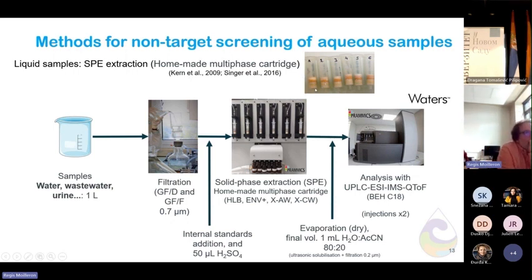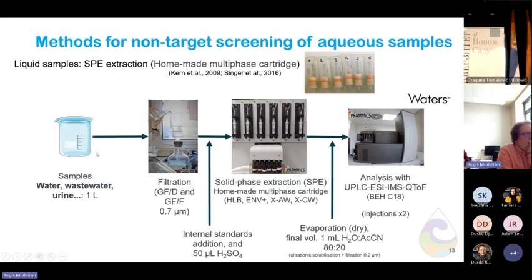They contain 4 adsorption phases, which are HLB, NB+, XAW, and XCW. And this has been developed in Switzerland to collect many molecules of various properties. It's more comprehensive than what we can obtain with typical solid phase extraction with just one phase.